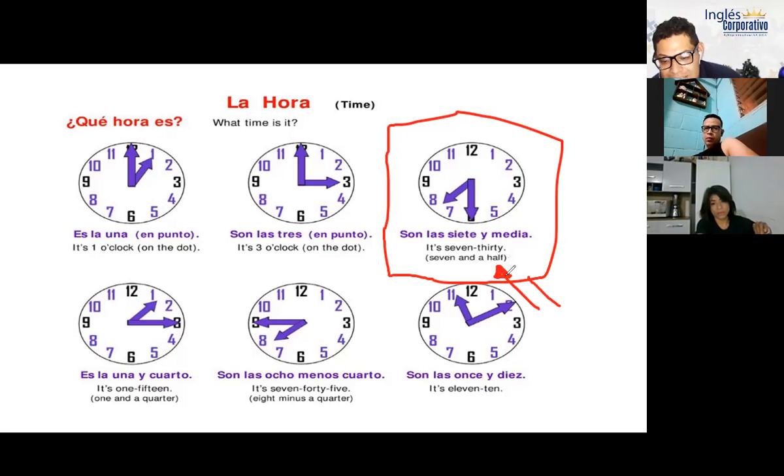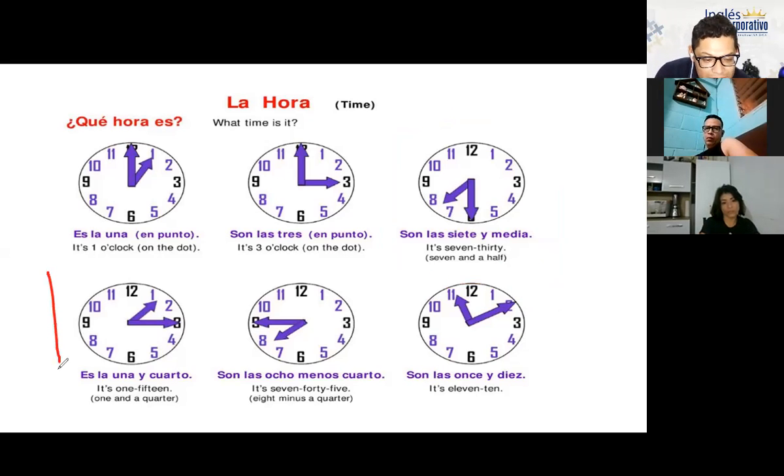Entonces, son las 7:30. Puedo decir 30 o puedo decir half. Y la L es silent word. La L no se pronuncia. Es muda. Entonces decimos half. 7 and a half. Puede decir 7:30 o 7 and a half. Los dos es lo mismo, porque half también significa 30. Look at that. Let's continue.